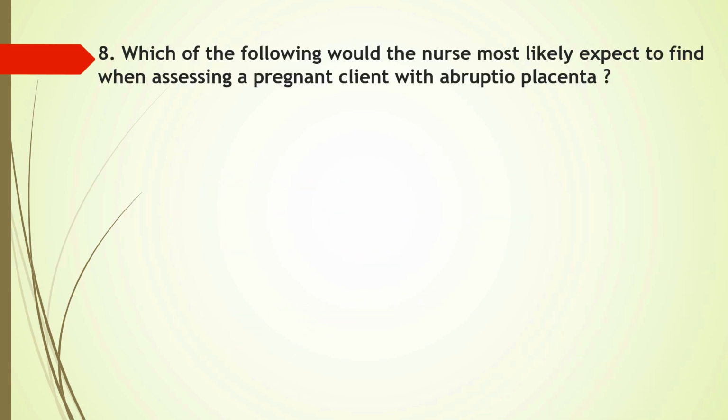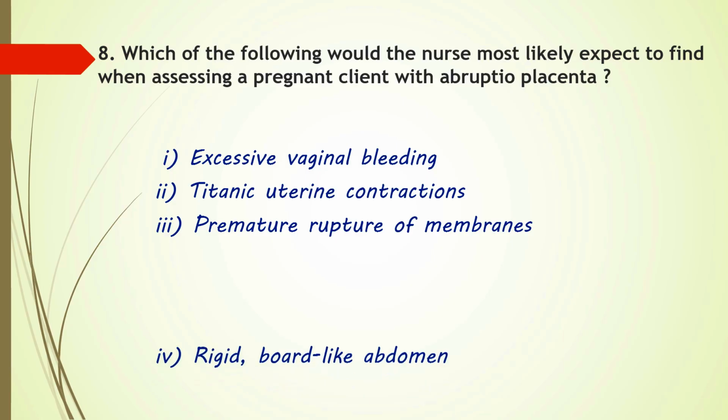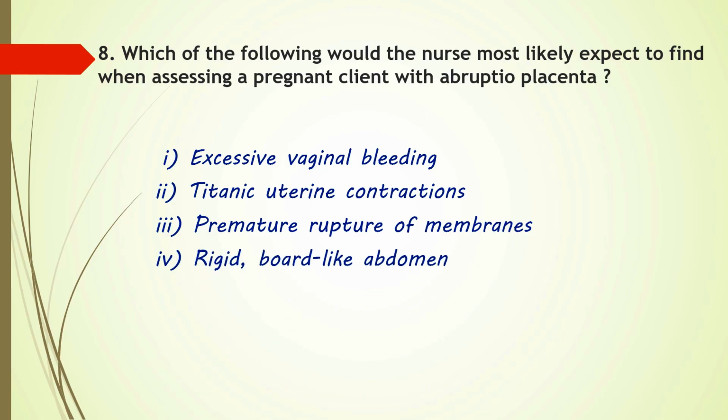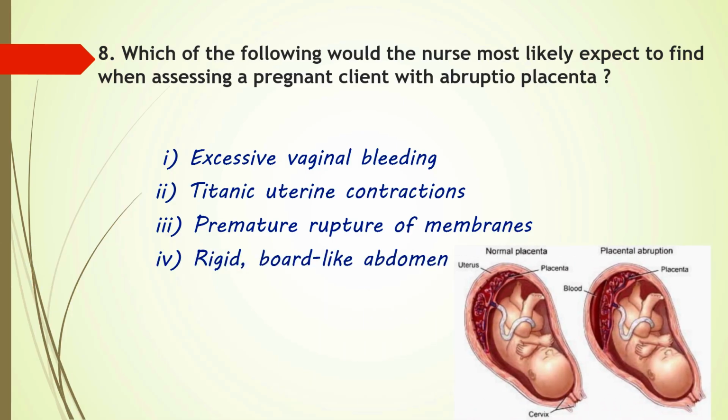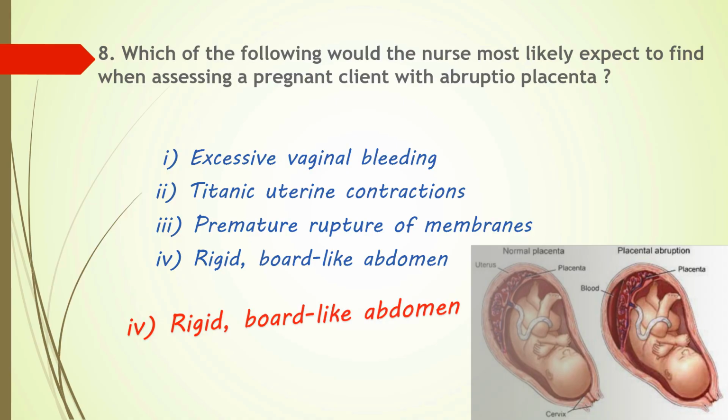Question number 8. Which of the following would the nurse most likely expect to find when assessing a pregnant client with abruptio placenta? Options are excessive vaginal bleeding, option 2 tetanic uterine contractions, option 3 premature rupture of the membranes or option 4 rigid board-like abdomen. In case of abruptio placenta, blood from the maternal vessels pools and becomes trapped between the separating placenta and the muscular wall of the uterus. So normally you will get a rigid board-like abdomen in case of abruptio placenta. Here option 4 is the correct answer.